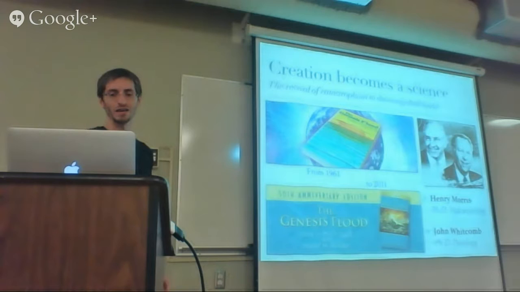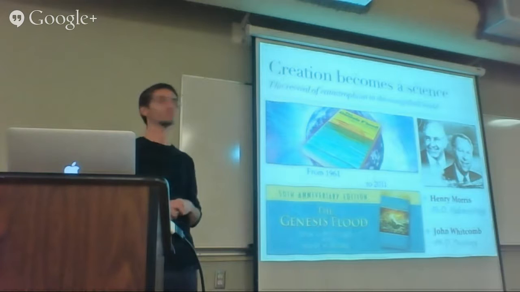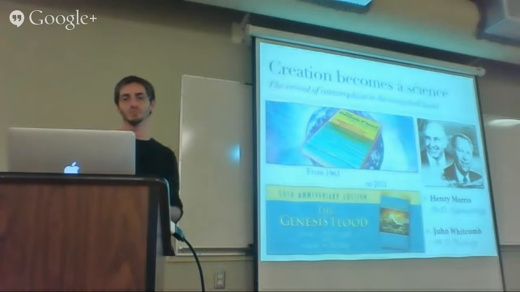And along with the works of Dr. Steve Austin, I also read The Genesis Flood, which was written in 1961 by these folks, Henry Morris on the left there, and Dr. John C. Whitcomb. Morris is a hydrogeologist, and Whitcomb is a theologian. So they wrote this book in 1961. It inspired this topic with a 10-page paper that I had to write in 11th grade for English class.